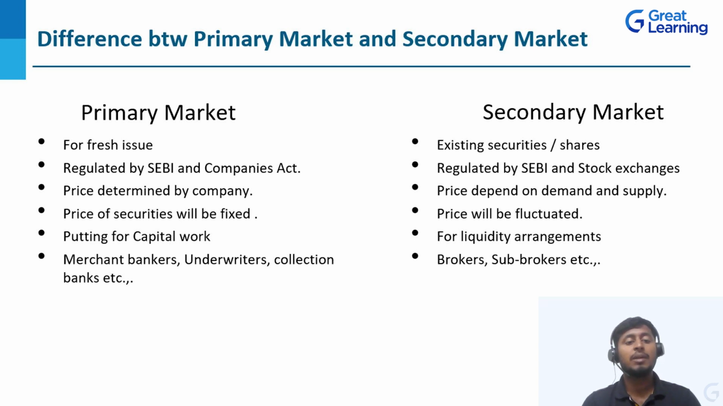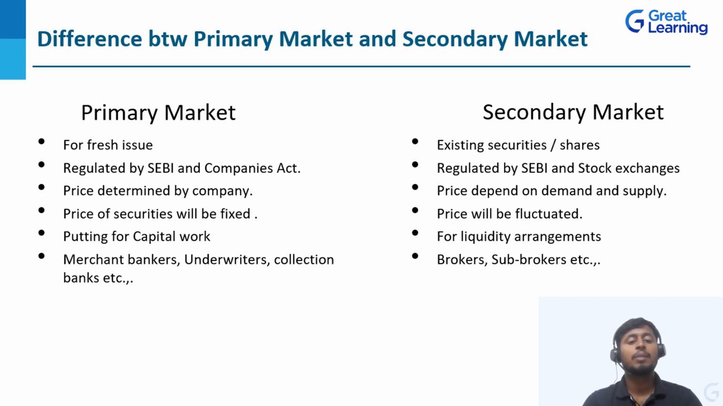And next, under the primary market, the price of the shares will be determined by the companies only, because they are issuing for the first time. So they have all the authority to fix the price per share. But when it comes to the secondary market, the price of securities or instruments purely depends on demand and supply. If the demand is more and supply is less, absolutely the price of the security is high. If the supply is more and demand is very less, then the security price will be lower. So depending on demand and supply, the secondary market securities price will be determined.